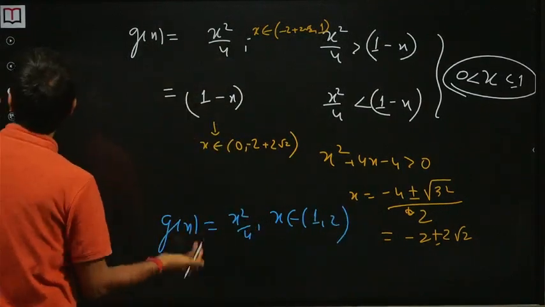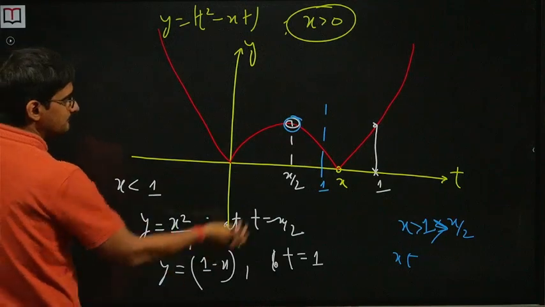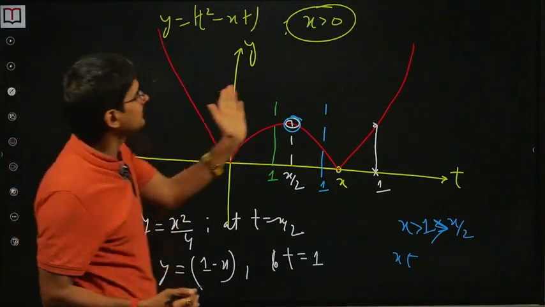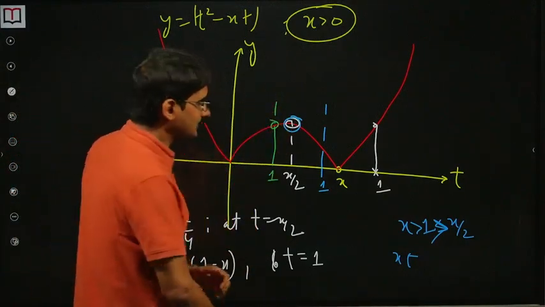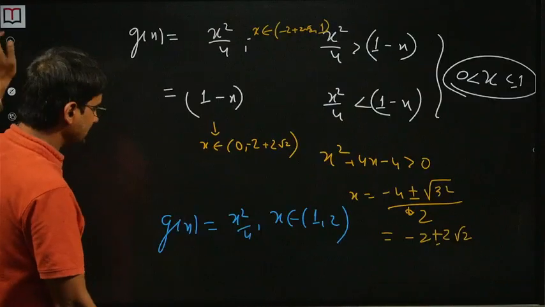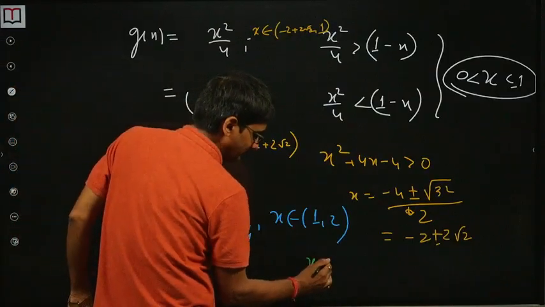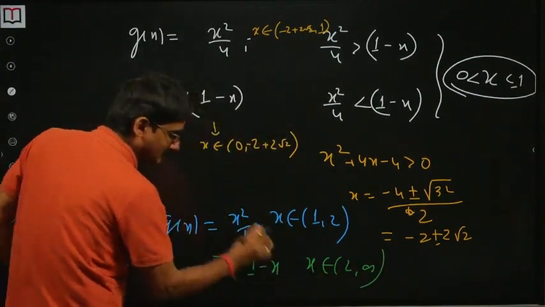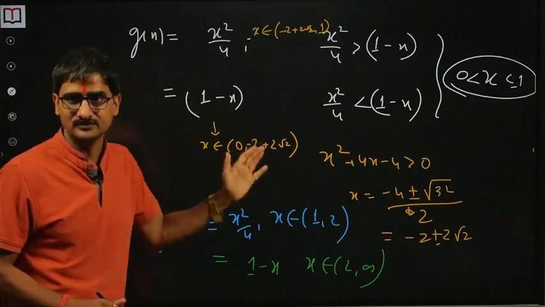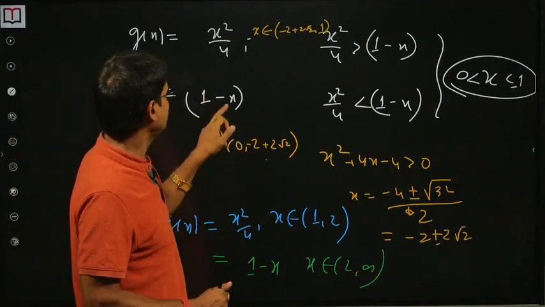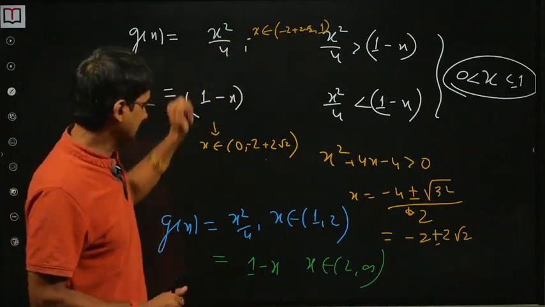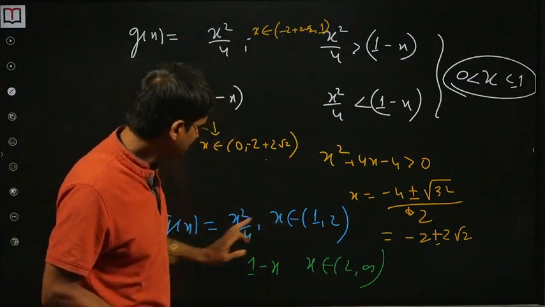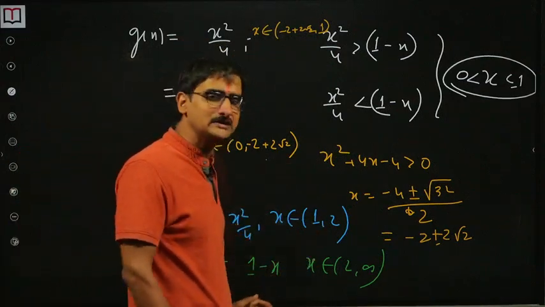What if 1 lies before this? t can't go beyond 1, so the maximum value is at 1. So x is greater than 2, and this is nothing but 1 − x. So that's the function on the right side of 0. From 0 to this point, this; from this to 1, this; 1 to 2, x²/4. So from this point till 2 it is x²/4, and from 2 to infinity it is 1 − x.